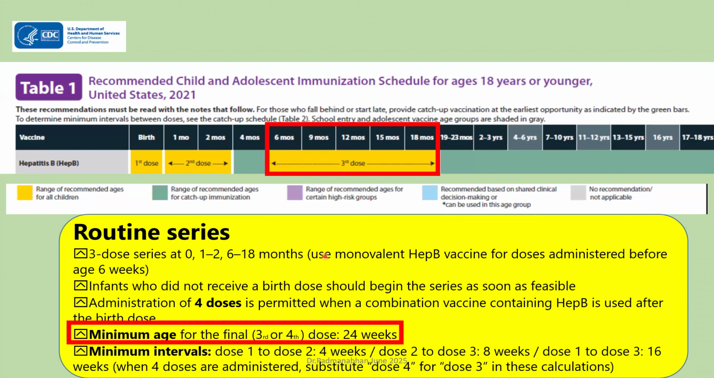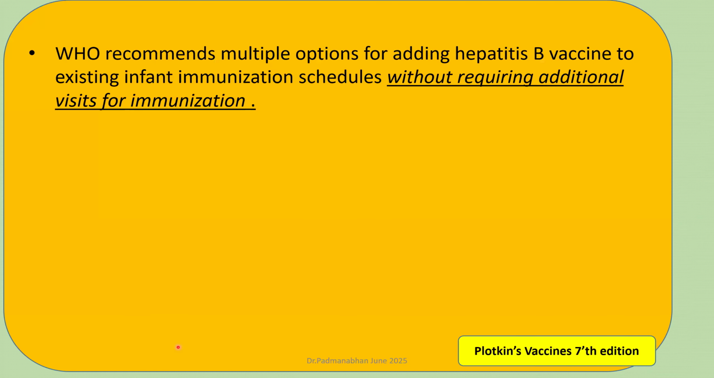Therefore, the minimum interval between the first and second dose is 4 weeks, and between dose 2 and 3 is 8 weeks. When you give only 2 doses, the interval between the booster and the last primary dose should be a minimum of 8 weeks, and between the first and the last dose should be 16 weeks. The most important point: the last dose should not be given before the child is 6 months of age. Now this is what the CDC says. Let's see what the WHO says. Can you read it?